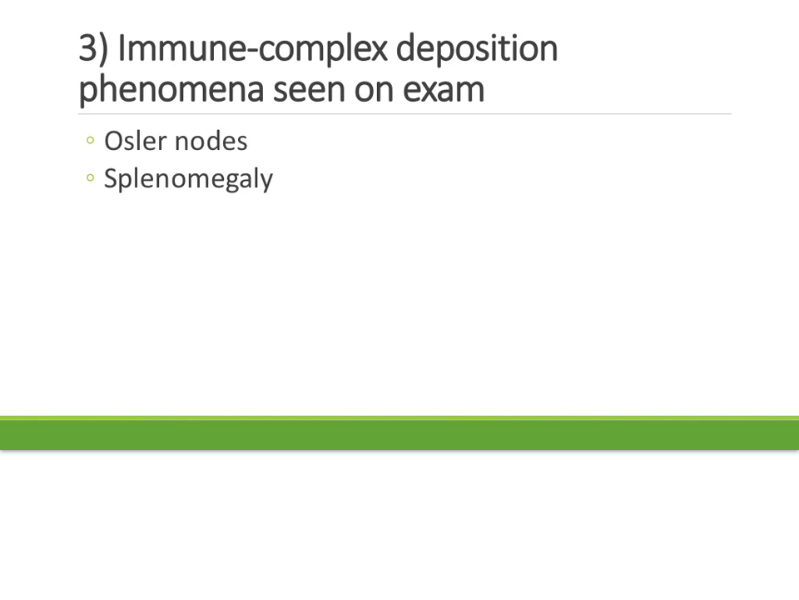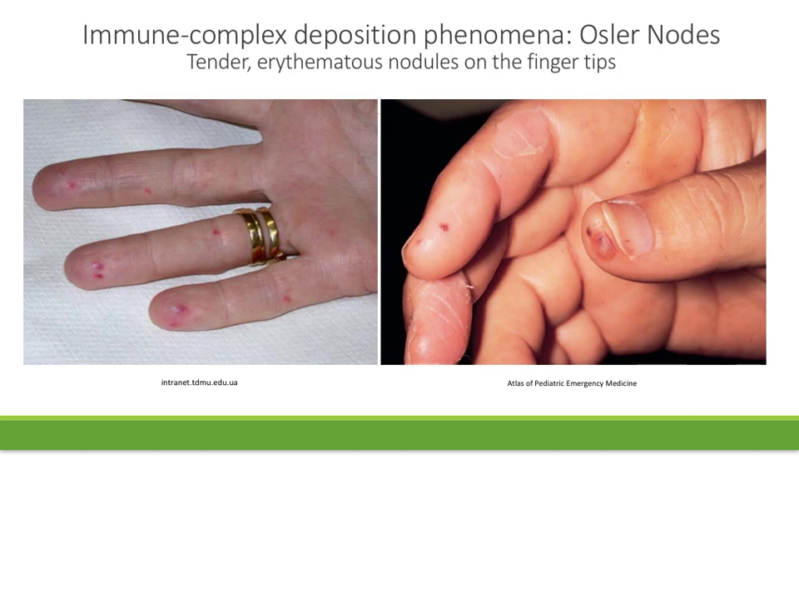Alright, we've talked about exam findings from the destruction to the valve, from embolic phenomena, and the last broad group are findings from immune complex deposition, things like Osler nodes and splenomegaly. Osler nodes are tender erythematous nodules on the fingertips.